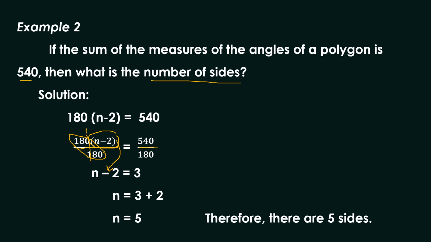And then, 540 divided by 180 is 3. N minus 2 equals 3. So, may minus 2 ka dito. Edi plus 2 both sides. Dapat yung opposite sign niya. Yan. So, kaya dito, cancel na to kasi 0. Natira na lang si N. Ito naman, 3 plus 2. Ayan, sinulat siya dito. 3 plus 2. So, N equals 3 plus 2. Edi ang sagot ay 5. Meron siyang 5 sides.